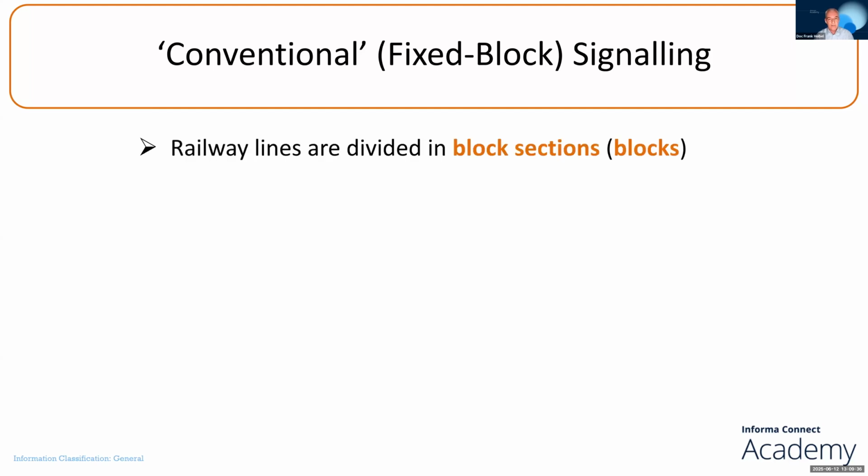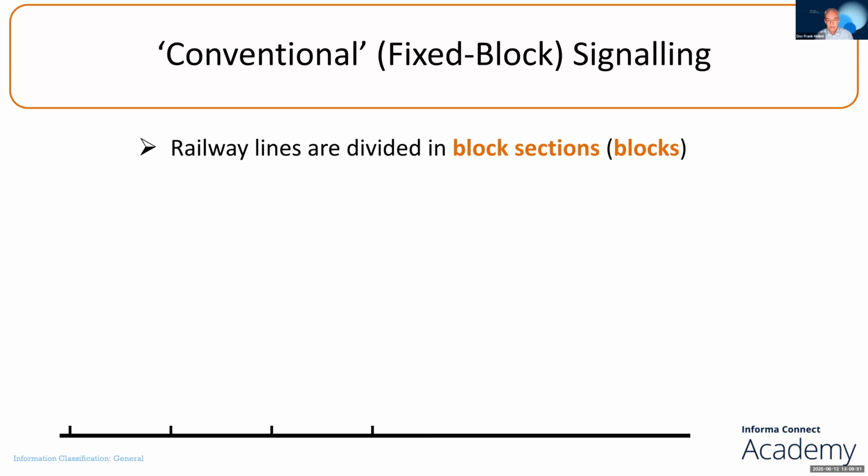Railway lines all over the world are divided into block sections, sometimes just called blocks because it's shorter, but block sections and blocks are the same thing. So this is a schematic of how it looks. At the bottom of the slide, you will see a railway line, and then this division into block sections. And these block sections are divided by actual physical devices.